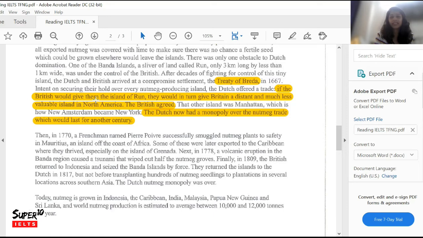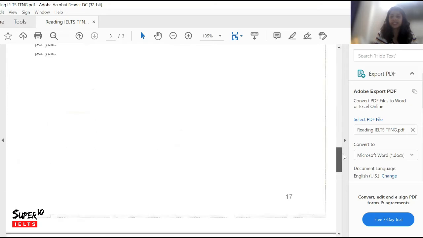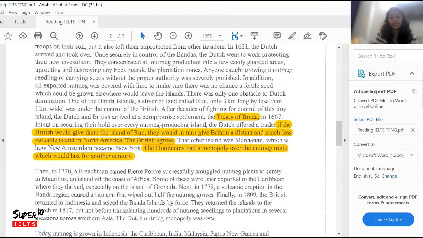Now, if you go and locate it in the passage, let's say you do locate it, the Treaty of Breda in 1667. So it says if the British would give them the island of Run, they would in turn give Britain a distant and much less valuable island in North America. The British agreed. So the Dutch now had a monopoly over the nutmeg trade, which would last for another century. Go back to the statement again. What does it say? Following the Treaty of Breda, the Dutch had control of all the islands where nutmeg grew. Do you see it happening in this question? That if the British would give them the island, they would in turn give Britain a distant and much less valuable island in North America.